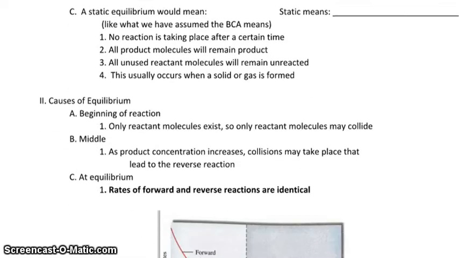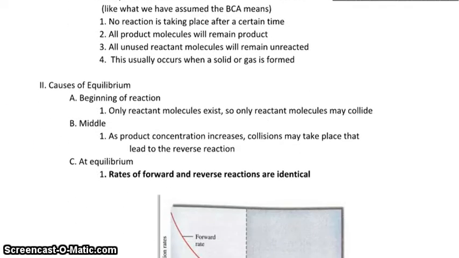So how does this happen? What causes equilibrium? At the beginning you only have reactant molecules, so what are they going to do? They're going to collide. Only the reactant molecules can collide to make some of your products. In the middle, as you are making some products, what can those product molecules do? They can go back and collide and make new reactant molecules. And so at equilibrium, the reactants collide to make products at the same rate that the products collide to make reactants.